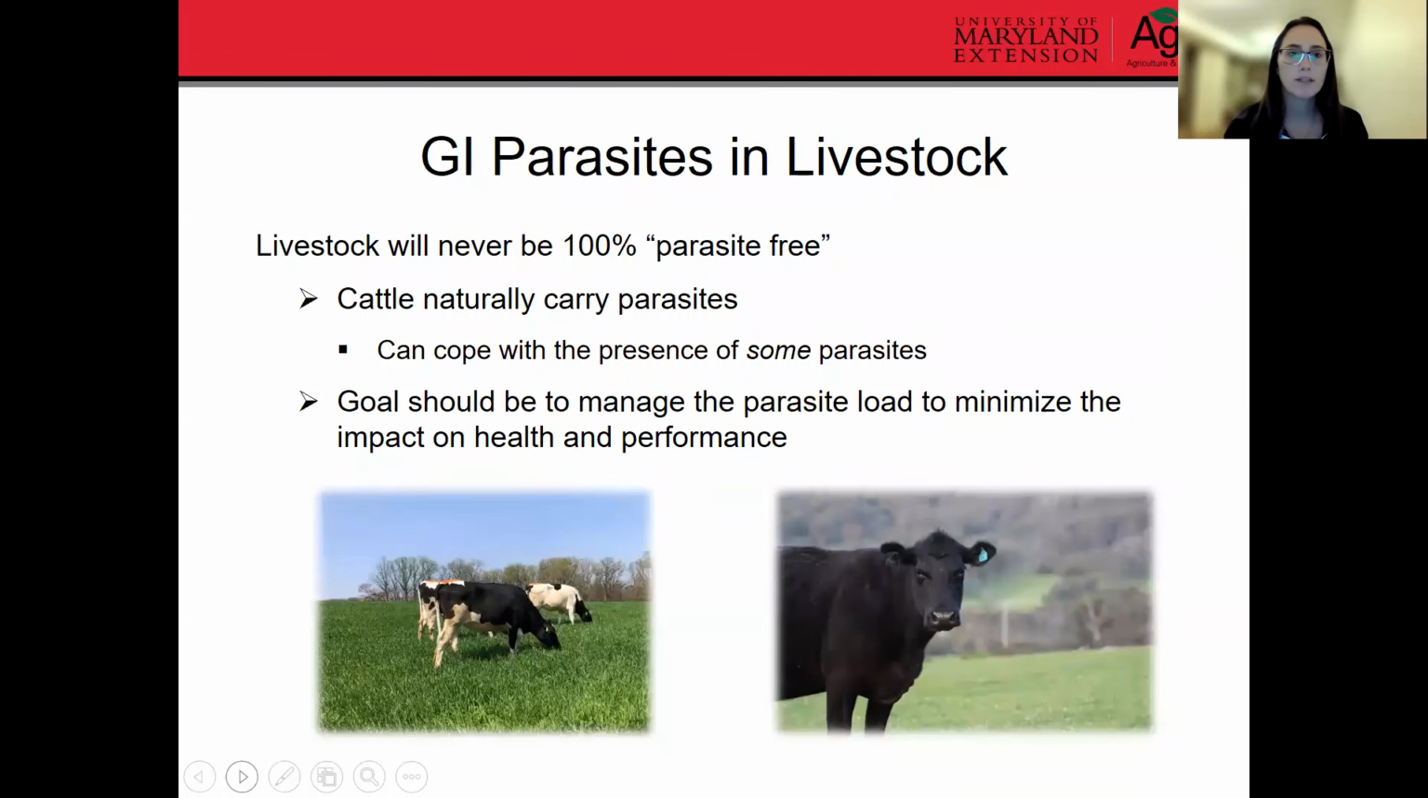Before we get too far into this, I do want to mention that livestock will never be 100% parasite free, and cattle will naturally carry a parasite load. They can cope with the presence of some parasites, but our goal is to reduce the parasite load to a point where the animals can cope and do well, and make sure that the parasite load isn't getting out of control, so we minimize any impacts on health and performance. Again, our goal is not to eradicate the parasites completely, but to manage the parasite load to an appropriate level.